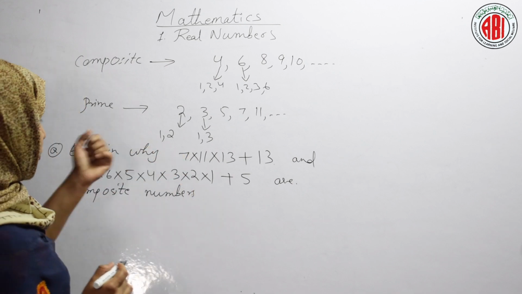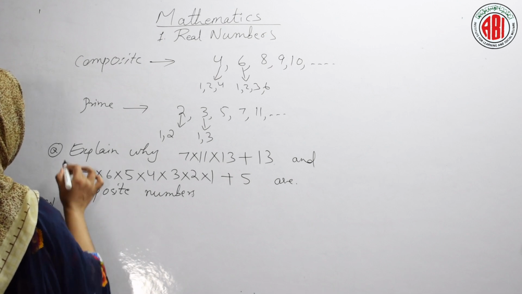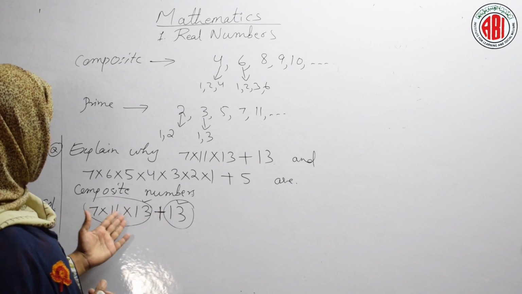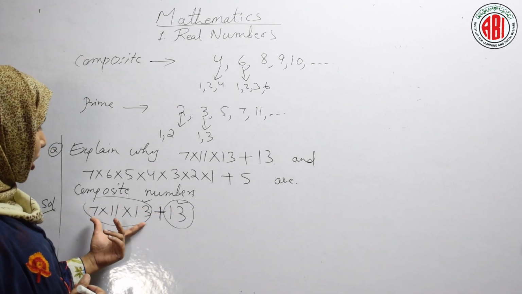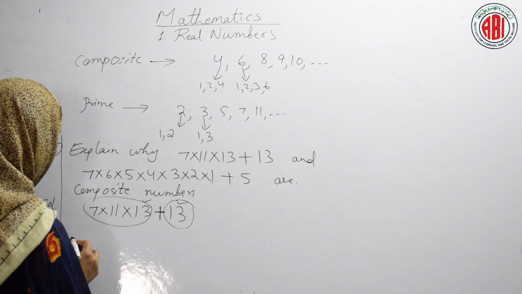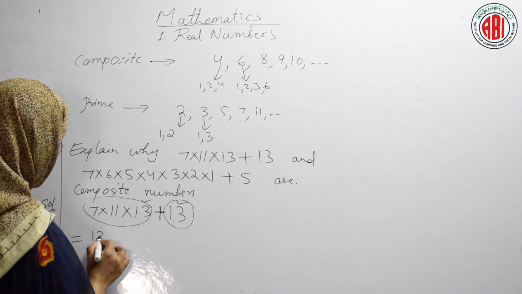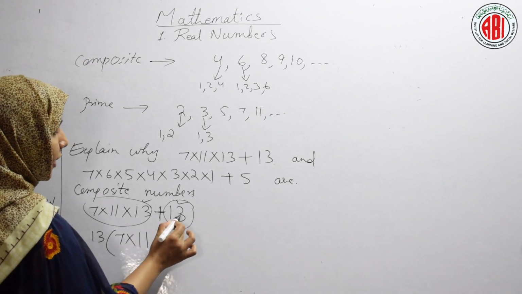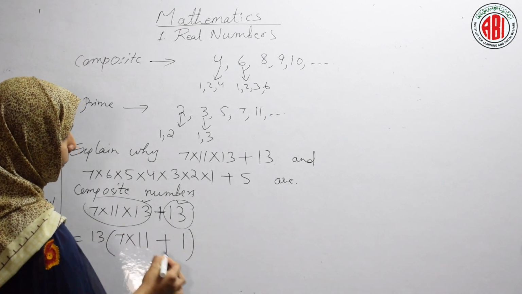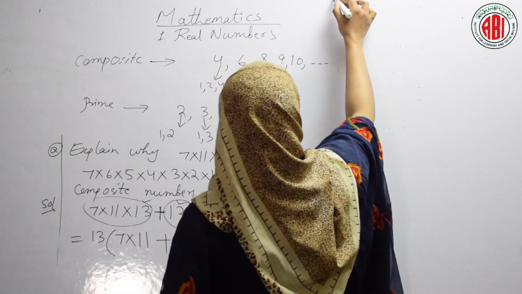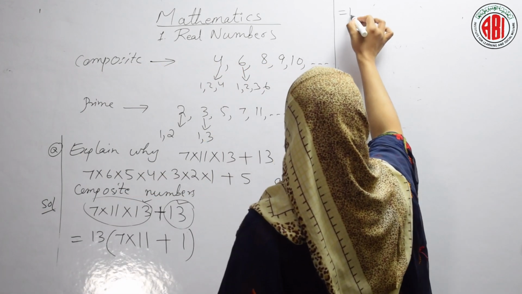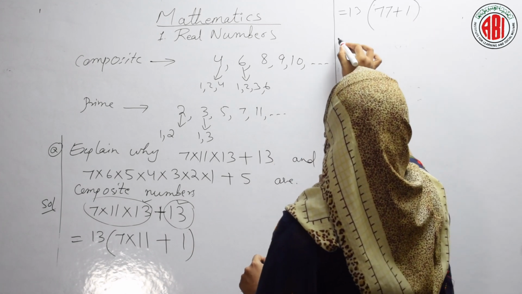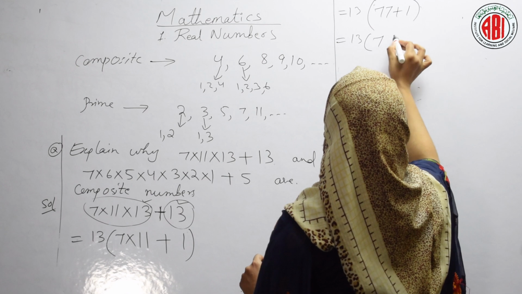So, let us do the first one. We will do the solution for it. Now, we will prove whether it is a composite number or not. How to prove? Here we can take 13 common, because this is one term and this is another term. So we are taking out 13 common, and the left terms are 7 into 11, plus 13 taken out common, so 1 should be here. So next, 13 into 7 into 11, which is 77, plus 1, that is 13 into 78.